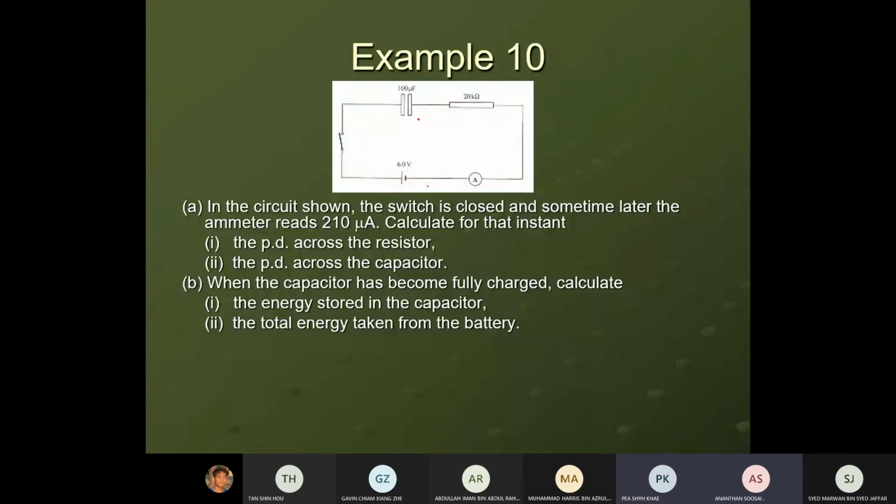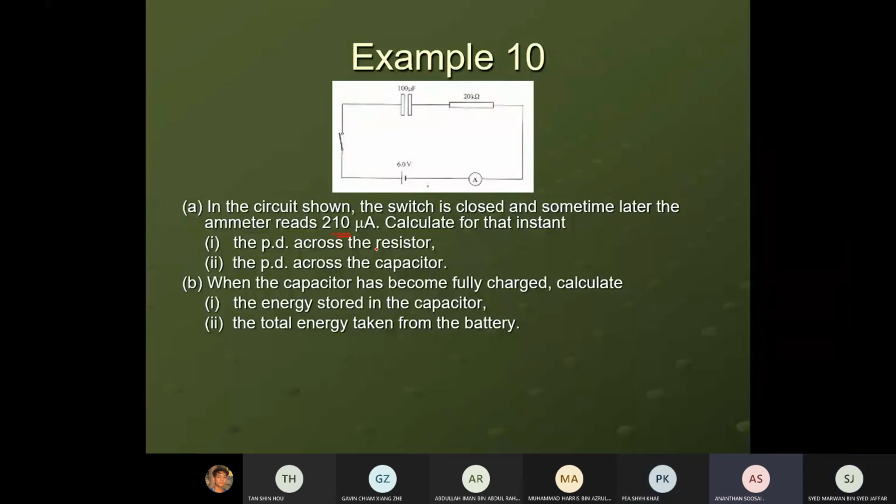The resistor and the capacitor are connected in series. This is the charging circuit. They said at one particular moment, the current flow in the circuit is 200 microampere. Is the capacitor completely charged or halfway charging? It's halfway, right? Because completely charged means the current flow becomes zero. So it's halfway through the process of charging.